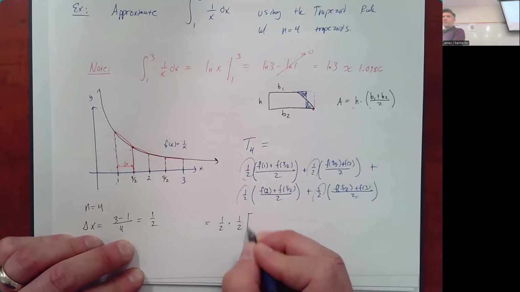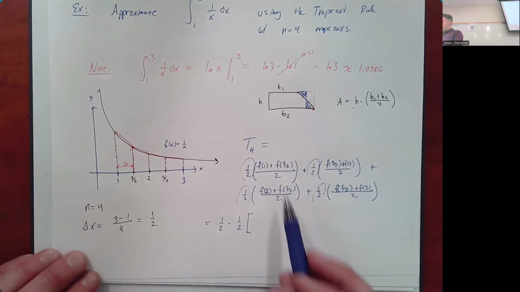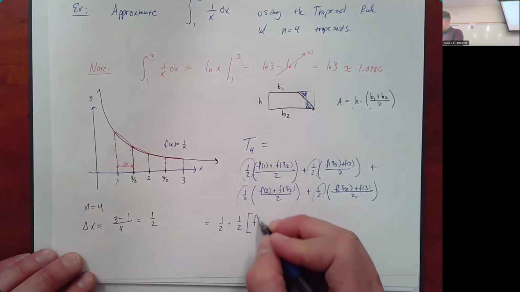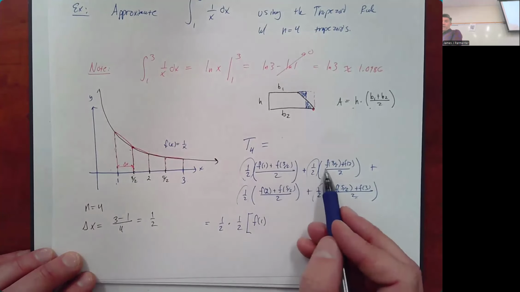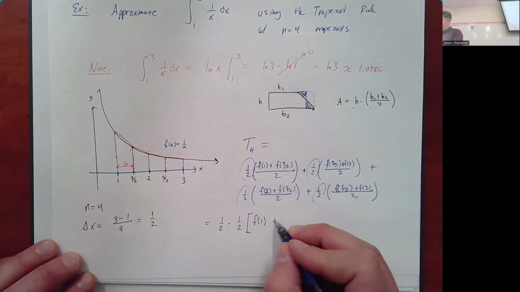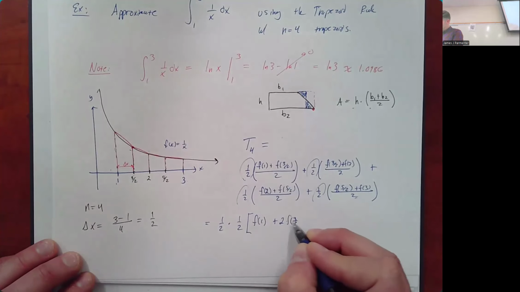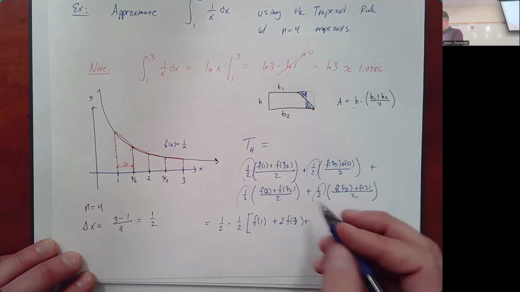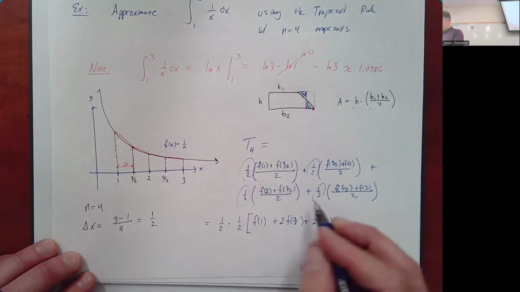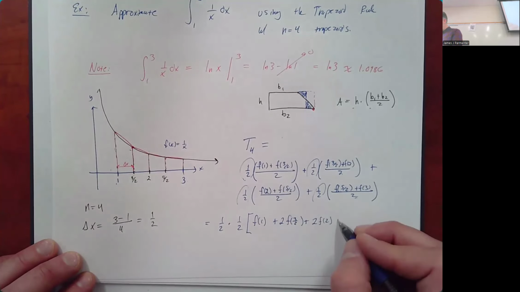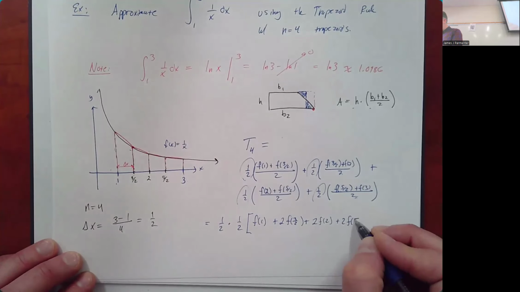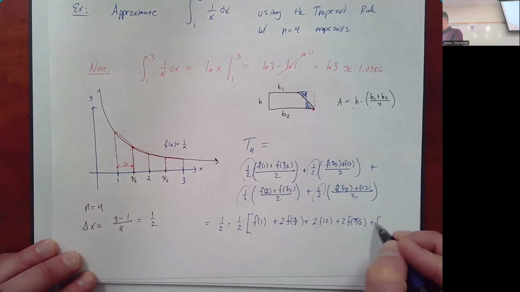And now look what's left. I have an f of 1 plus f of 3/2 plus another f of 3/2. So I have 2 times f of 3/2 plus f of 2 plus f of 2. So 2 times f of 2. f of 5/2 plus f of 5/2 is 2 times f of 5/2. Then lastly, f of 3.